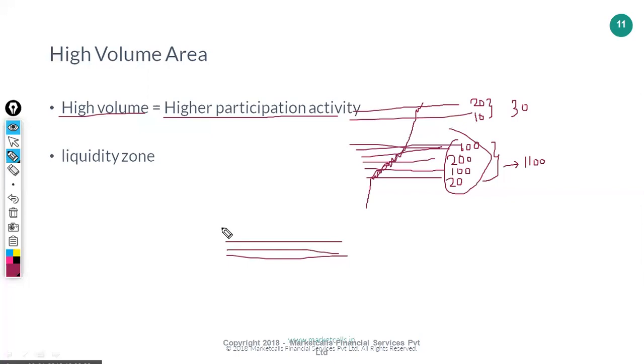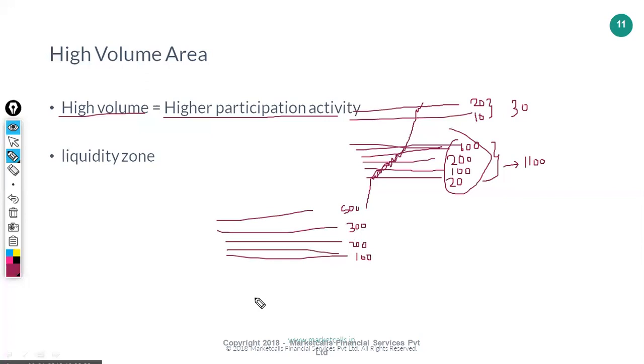There will be a high liquidity zone where a flood of orders will be there. Let's say 100, and 200, and 300, and let's say some 500, something like that. A lot of big liquidity is sitting on the upper side.